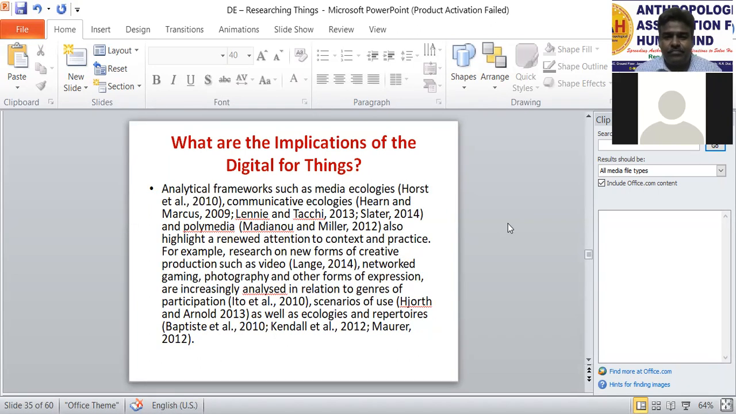Analytical frameworks such as media ecologies by Horst et al., and communicative ecologies by Heron and Marcus, Lenny and Tachi, Slater and Polymedia, and Madianou and Miller also highlighted a renewed attention to context and practice. For example, research on new forms of creative production, such as video, networked gaming, photography, and other forms of expression are increasingly analyzed in relation to genres of participation, scenarios of use, as well as ecologies and repertoires. Baptiste et al. And Kendall et al. And Muir.